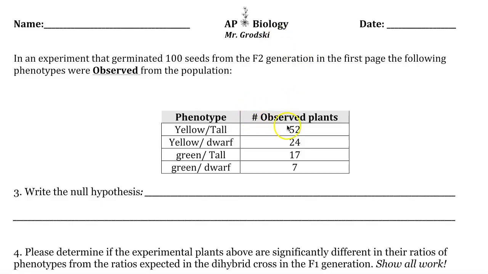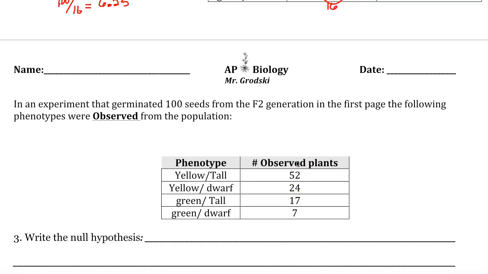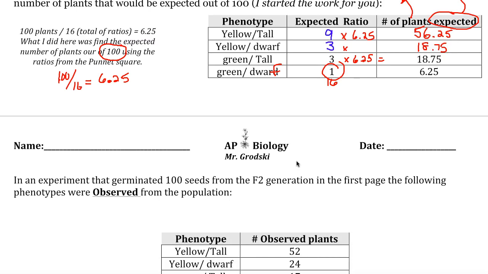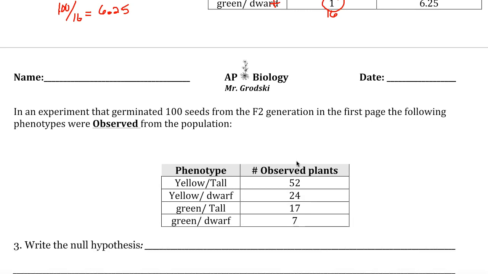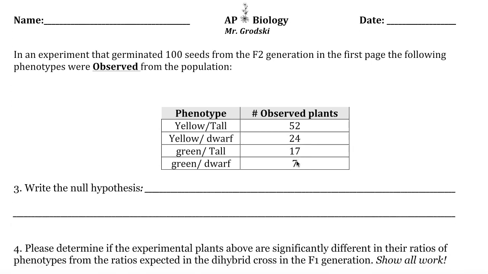So when they tested 100 seeds from the F2 generation, which is basically the offspring of the dihybrid cross that we just did the Punnett square for, we actually got this. We got a 52 to 24 to 17 to 7. That looks a lot like the ratio that we'd expect, 56, 18, 18, 7. But is it exactly the same? Well, no, it's not. So the question is, how close am I? It looks like I'm pretty close, but is it the same? It's not the same. So do we say that we didn't support Mendelian genetics, or did we?